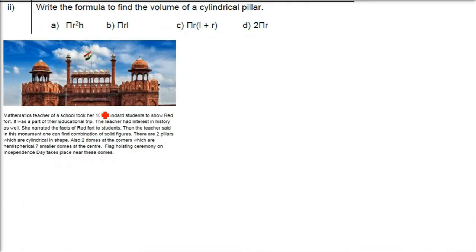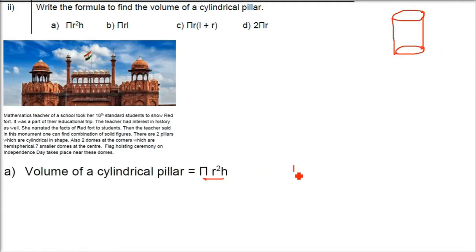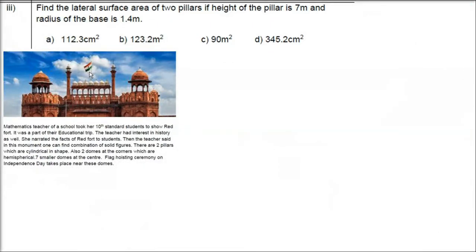So there are 4 subparts, and if 5 subparts, you have to do 4. Now write the formula to find the volume of a cylindrical pillar. So cylindrical pillar, we know the formula of volume. Cylinder is like this is the shape, and we know the volume. This is pi r square h, pi r square, that is the circle which you see on top and bottom, and the height. If you multiply it, it will be volume.